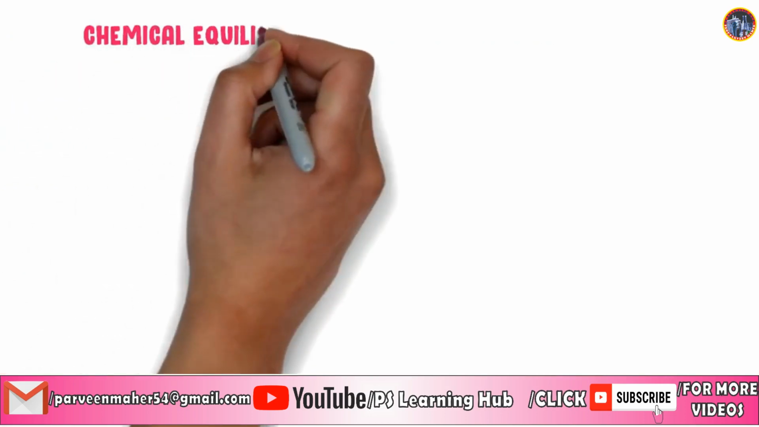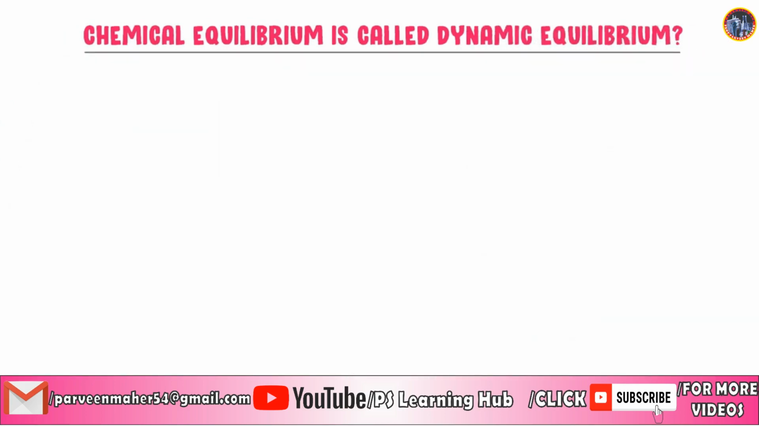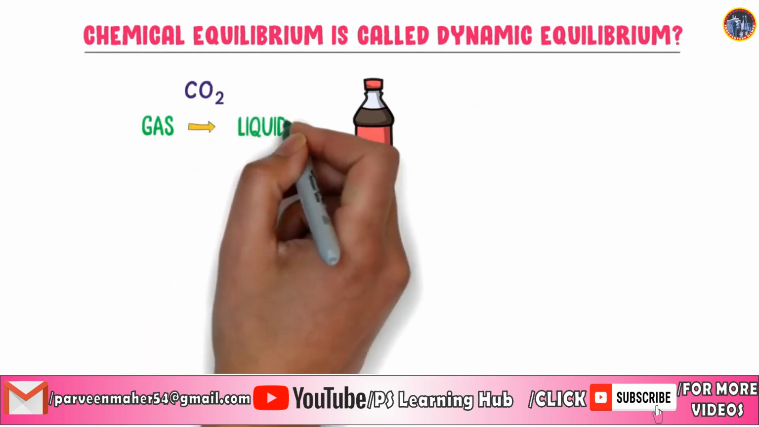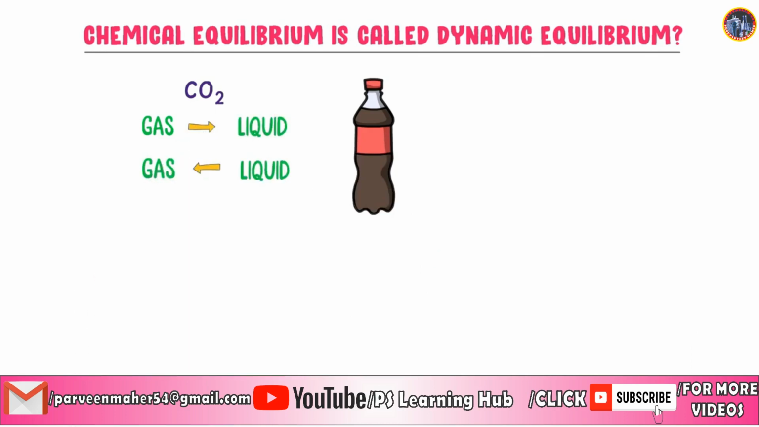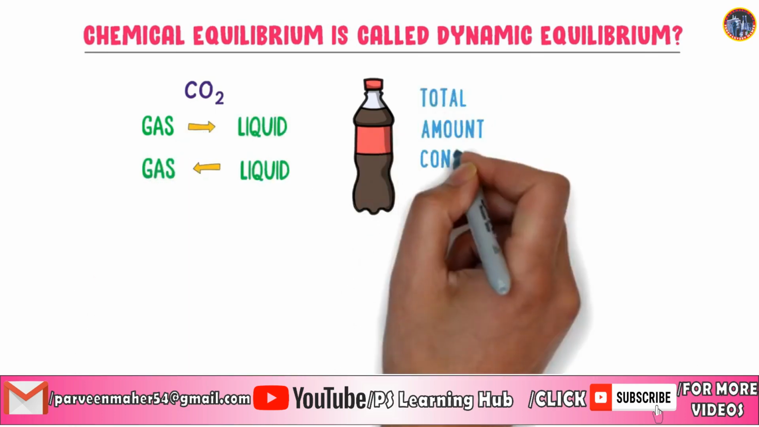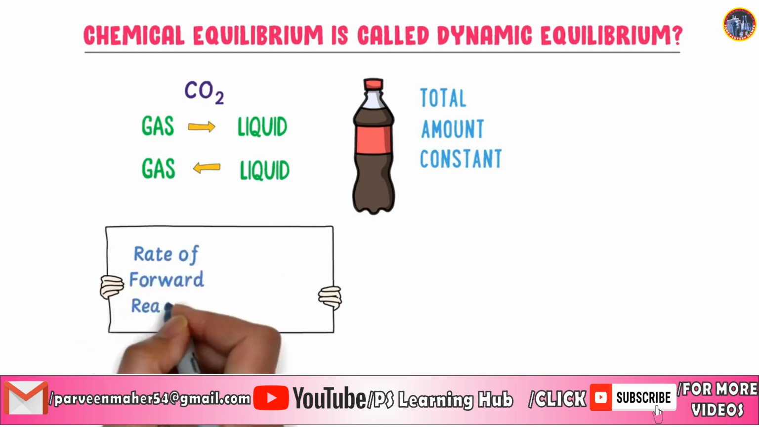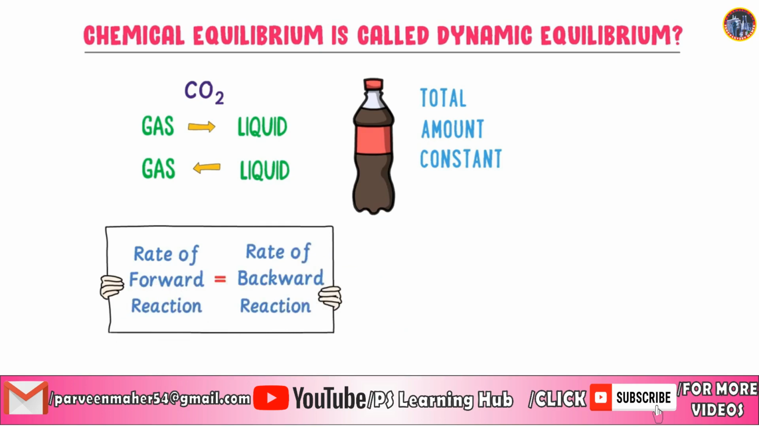Now let me teach you why chemical equilibrium is called dynamic equilibrium. Well, consider the previous example of carbonated drinks. We have learned that carbon dioxide gas converts from gaseous state to liquid state and then from liquid state to gaseous state inside the bottle, and the total amount of carbon dioxide gas remains constant inside the bottle. Now a time will reach when the speed or rate of forward reaction becomes equal to the rate of backward reaction. We know that this is called chemical equilibrium.